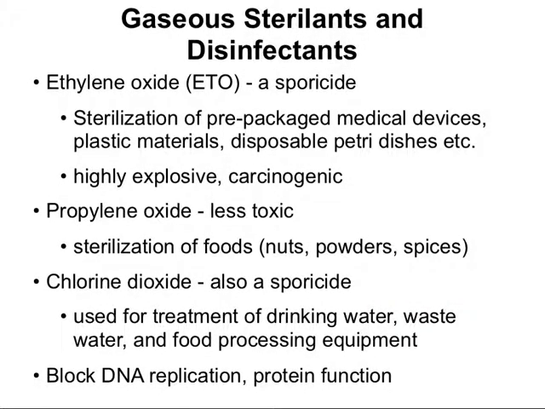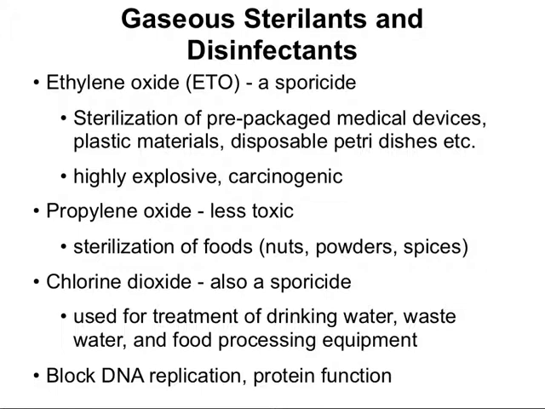There are several gaseous sterilants and disinfectants. Three of the most commonly used ones are ethylene oxide, propylene oxide, and chlorine dioxide. Both ethylene oxide and chlorine dioxide are great sporicides. Ethylene oxide is mostly used in sterilization of prepackaged medical devices, plastic materials, or disposable petri dishes, those sorts of things. However, it has issues because it's highly explosive. It needs to be used in conjunction with other gases to make it safe. Also, if we are exposed to it, it's highly carcinogenic.